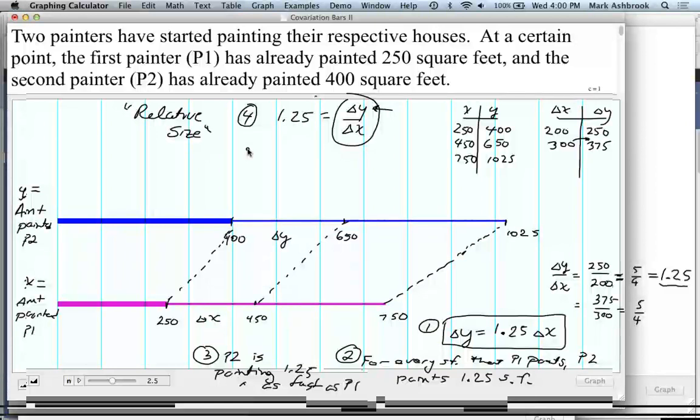Is the total amount painted by painter 2 proportional to the total amount painted by painter 1? The changes, are they proportional? Yes. Do we have constant rate of change? Yes. Yes or no? Yes. Okay, cool. So how does constant rate of change show visually?